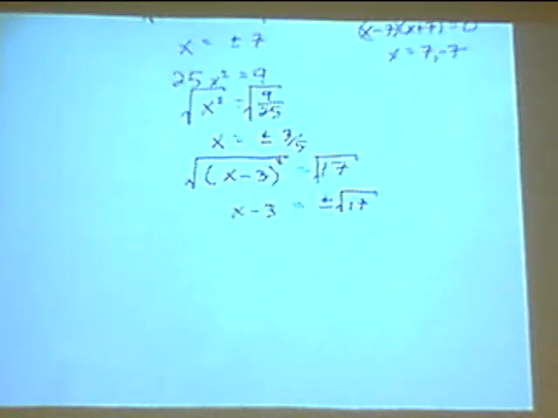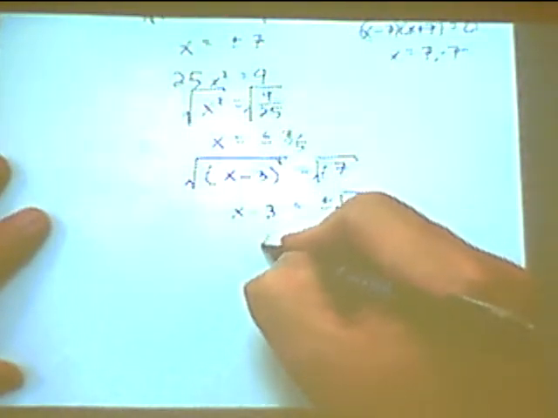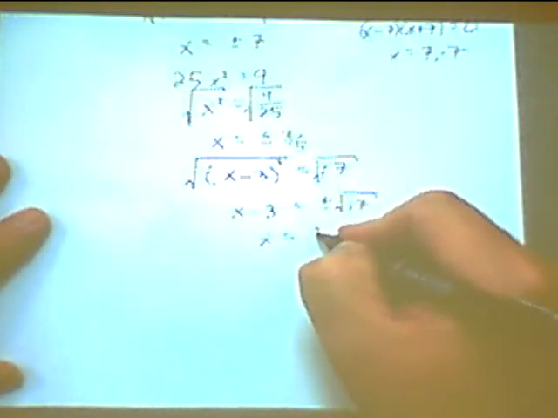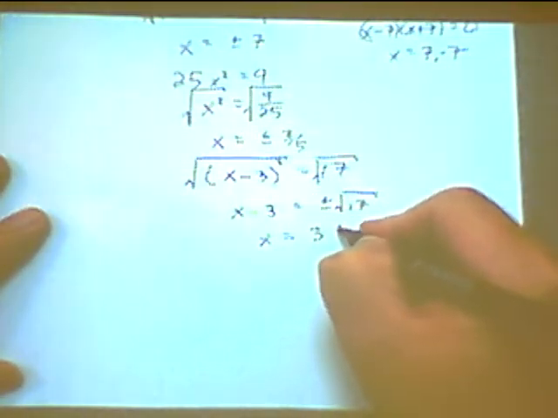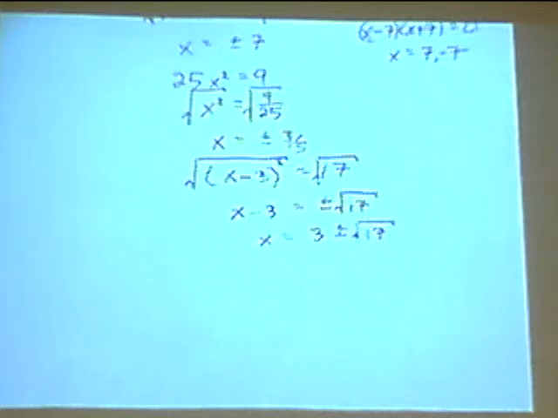Now if I'm going to solve for x, I need to get x by itself, so now I can add 3 to both sides. And the solution will be 3 plus or minus square root of 17.